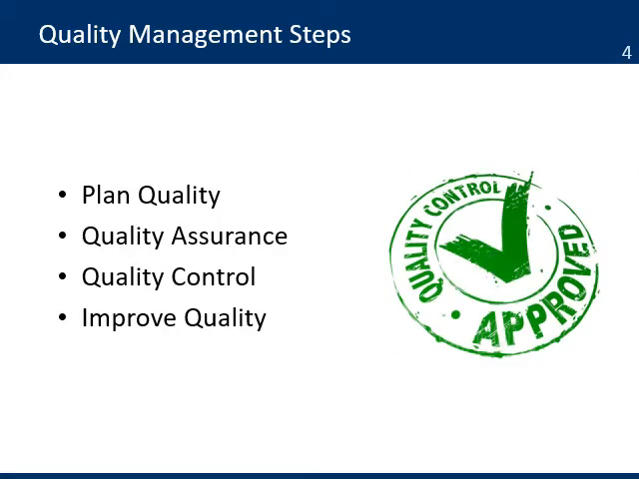Here are the quality management steps. Plan quality. Identify all the standards of quality that the project will follow and assign responsibilities for quality. Quality assurance. Making sure all the processes to complete a deliverable, including the procedures from checklists and instructions, align with the quality standards. Quality control.